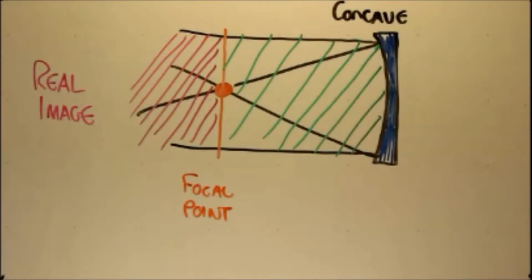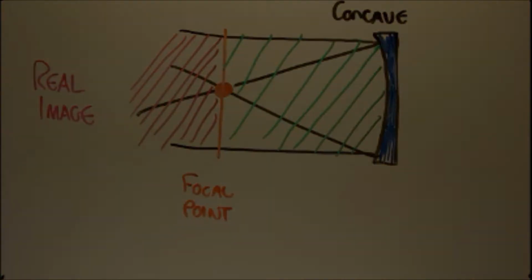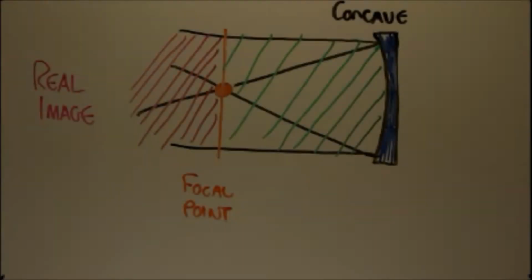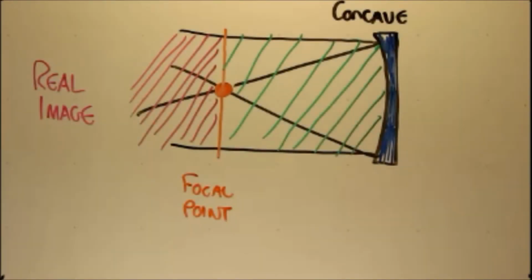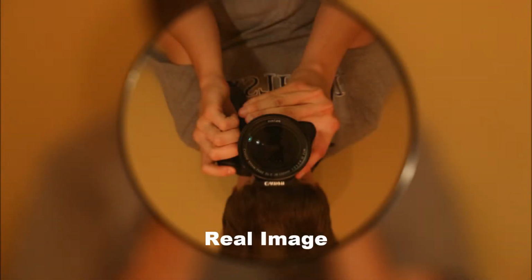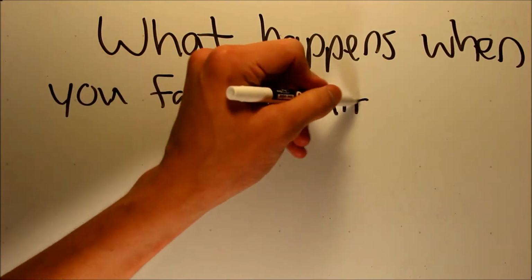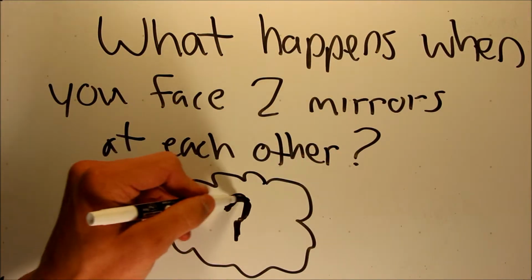As you begin to back away from the mirror, you will reach the focal point, and this is the image that you would then see. Once you pass the focal point, you reach an area where a real image is created. This is a real image because your brain is not creating what you see, you're actually seeing the real light being reflected. Let's move away from mirror science and have some fun with mirrors.